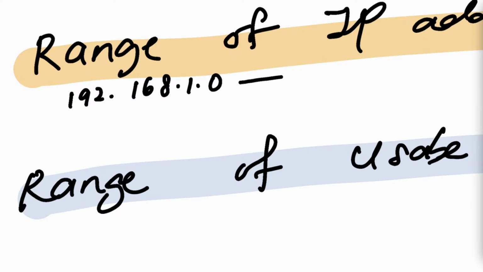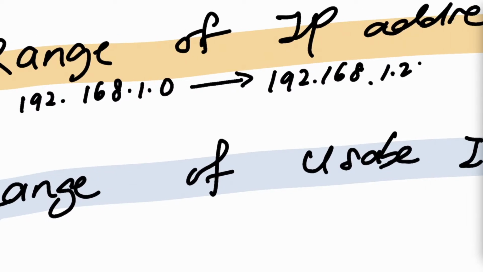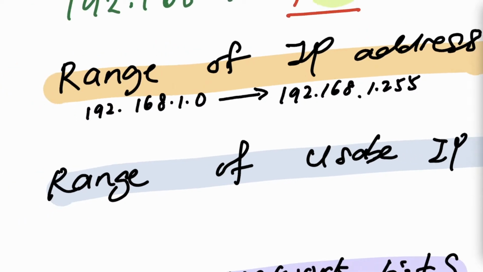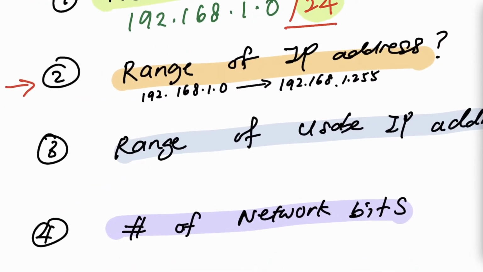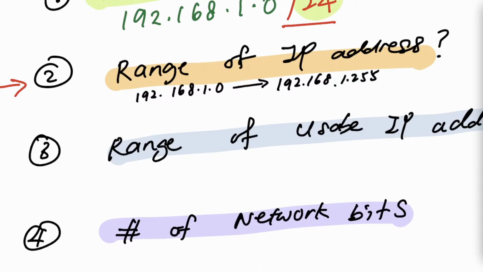192.168.1.0 until 192.168.1.255. So this is the answer for question number 2. From the network address until the broadcast address, this is the whole range of IP addresses. Okay?